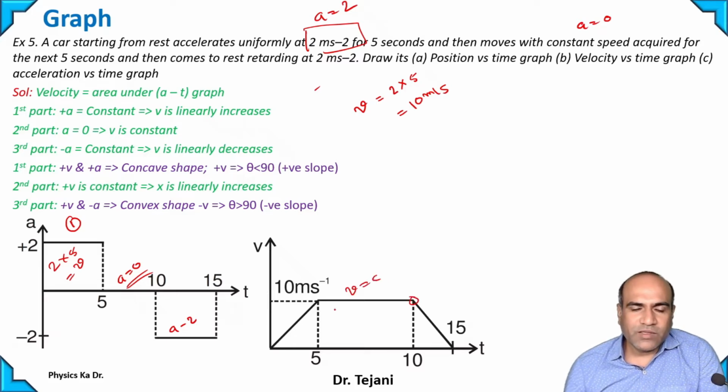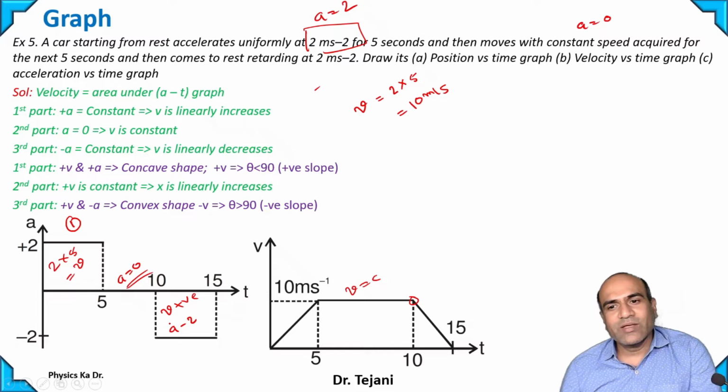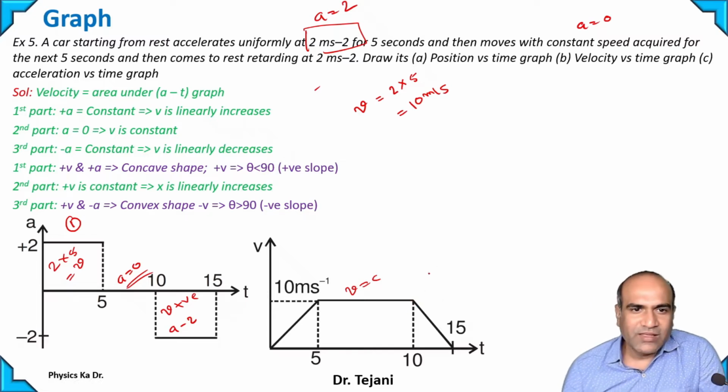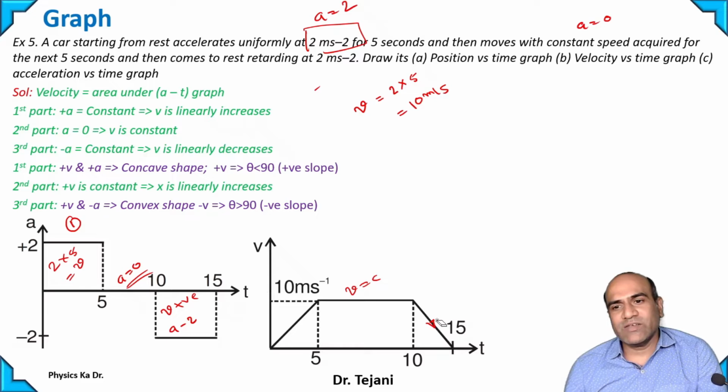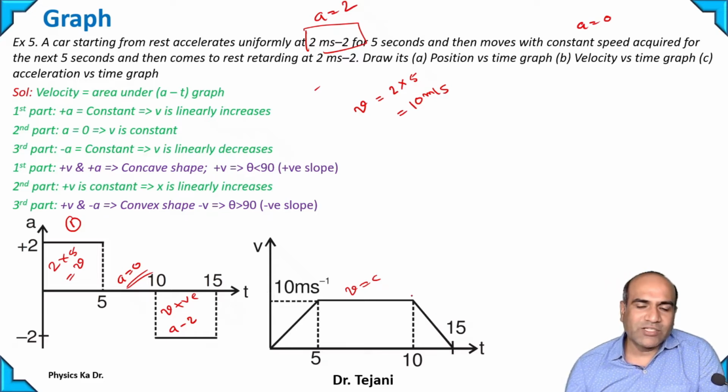Then if you go further, velocity is positive and acceleration is negative. That means velocity decreases. We are calculating the decreasing velocity, going in the downward direction. So this is the graph.